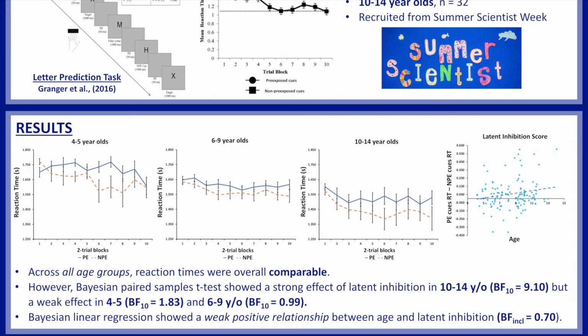A latent inhibition score was then calculated by subtracting the non-pre-exposed cue's reaction time from the pre-exposed cue's reaction time, and this serves as an index of magnitude of latent inhibition. A scatter plot with age as the x-axis and magnitude of latent inhibition as the y-axis was plotted, and it appears that as children grow older, the effect of latent inhibition gets stronger. However, the Bayesian linear regression only showed a weak positive relationship between age and latent inhibition.